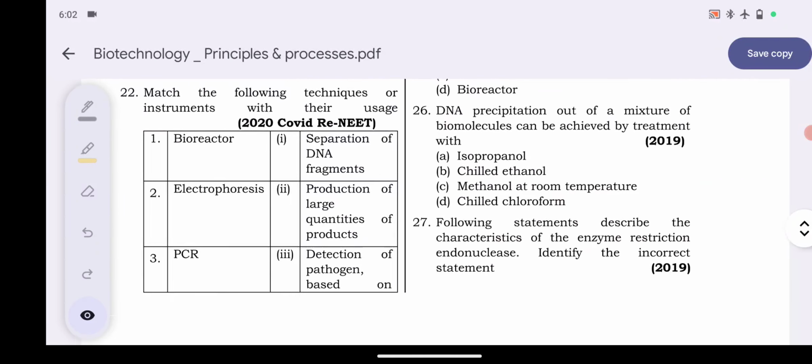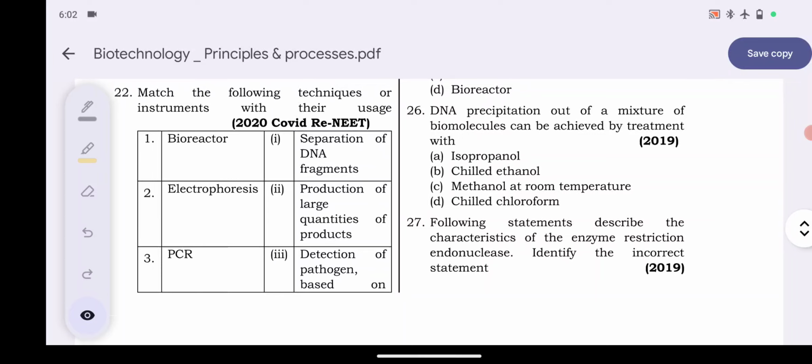Question number 26. DNA precipitation out of a mixture of biomolecules can be achieved by treatment with isopropanol, chilled ethanol, methanol at room temperature, chilled chloroform. Simple. Option is option number B, chilled ethanol. Chilled ethanol is used to precipitate DNA during the isolation of a targeted gene. In this suspension, this can be viewed as a collection of fine threads. So, B option is the correct answer.